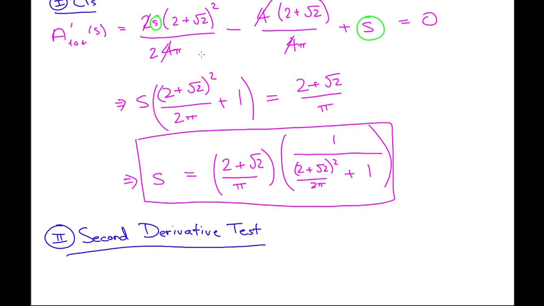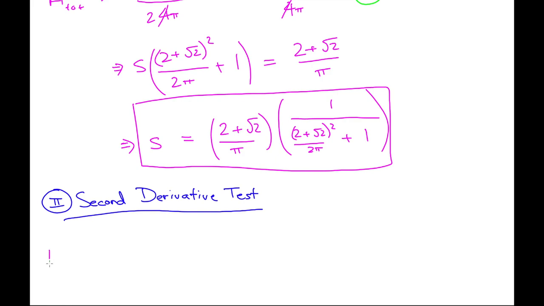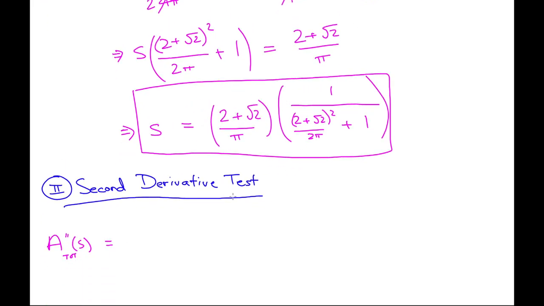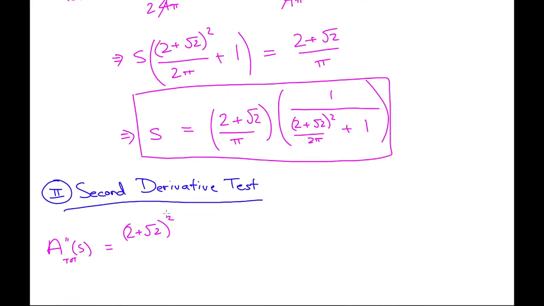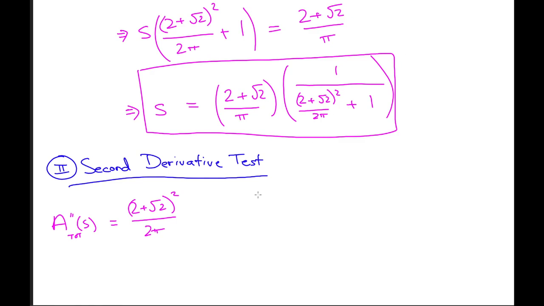So we look back up here, remember, the only terms with an s in them are this one and this one, and they're both s to the first power. So the derivative is just going to make the s's go away, and we're left with the accompanying constants, right? And this constant here just goes away as well. So using power rule, A double prime of s, going back up here, is going to be 2 plus root 2 squared divided by 2 pi, okay? This constant goes away, like we said, and plus 1.